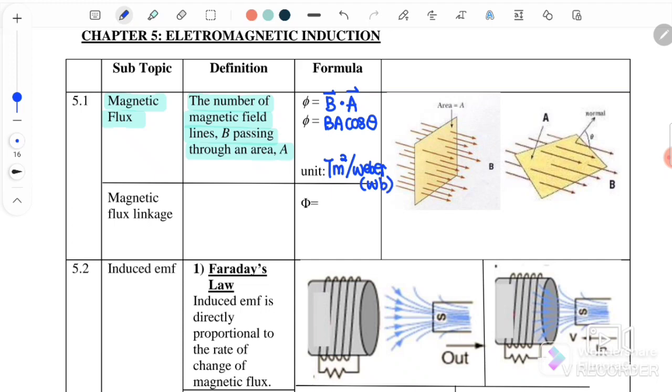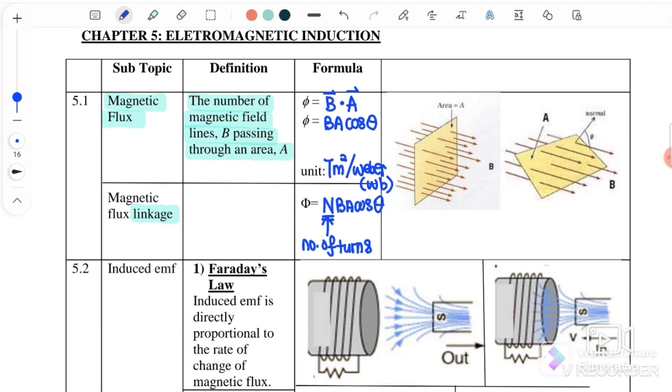Next we have the magnetic flux linkage. Magnetic flux linkage means that there are many turns. So for the magnetic flux linkage we can use N B A cos theta, where N means the number of turns. So this is the magnetic flux linkage, meaning that there are many turns inside.